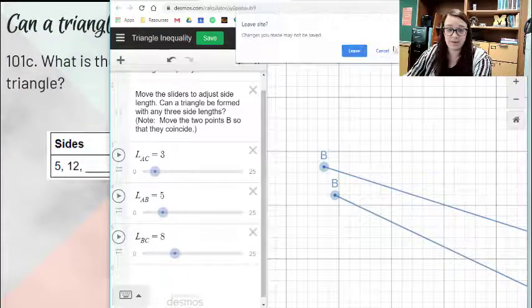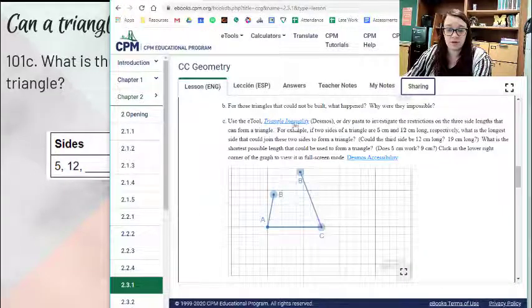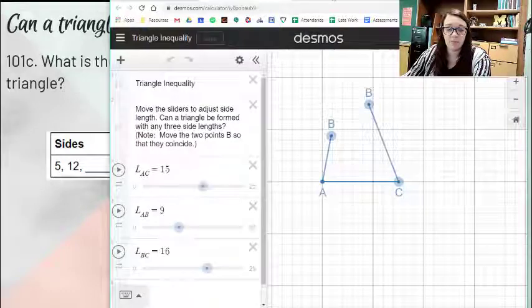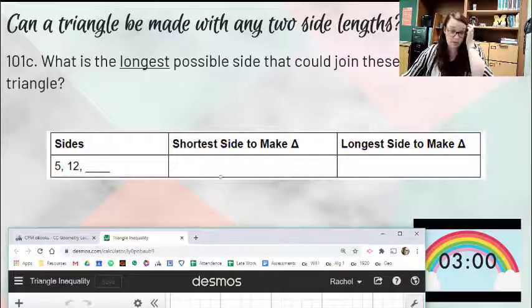This time I can X out here, hit leave, and I'm on part C. So scroll down a bit. Here's part C. Open this guy up. And it's saying, what is the longest possible side that can join these two to form a triangle, as well as the smallest possible side.